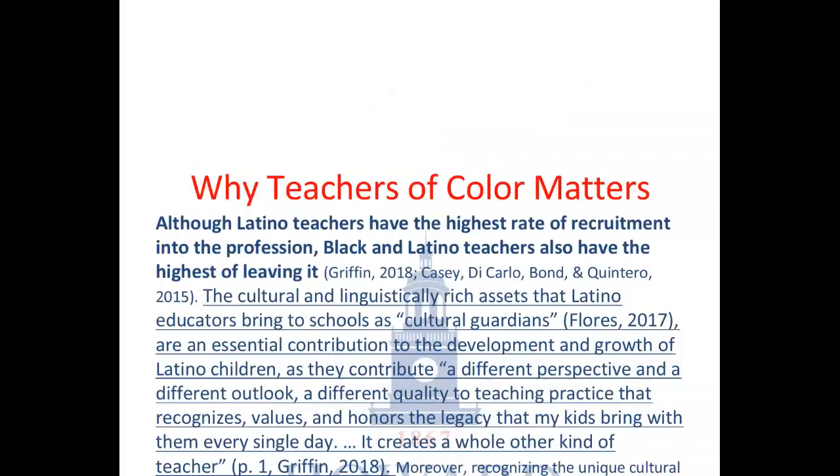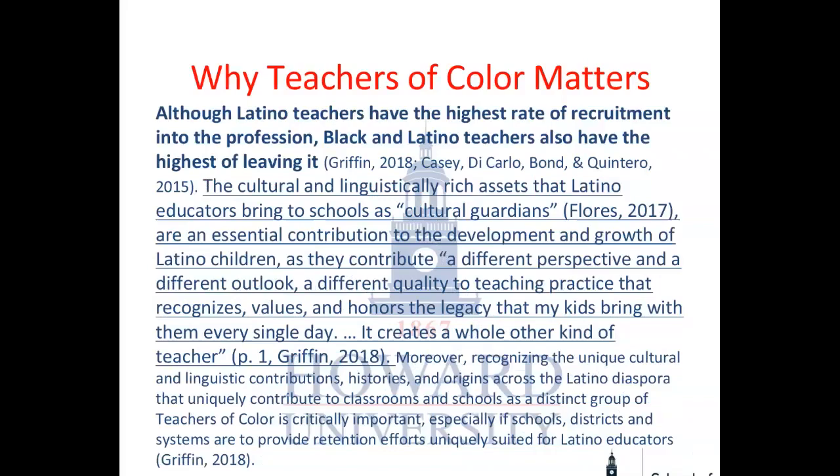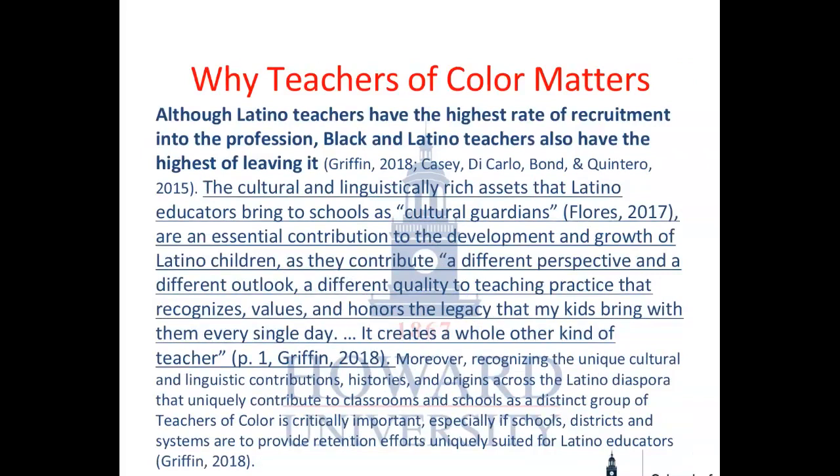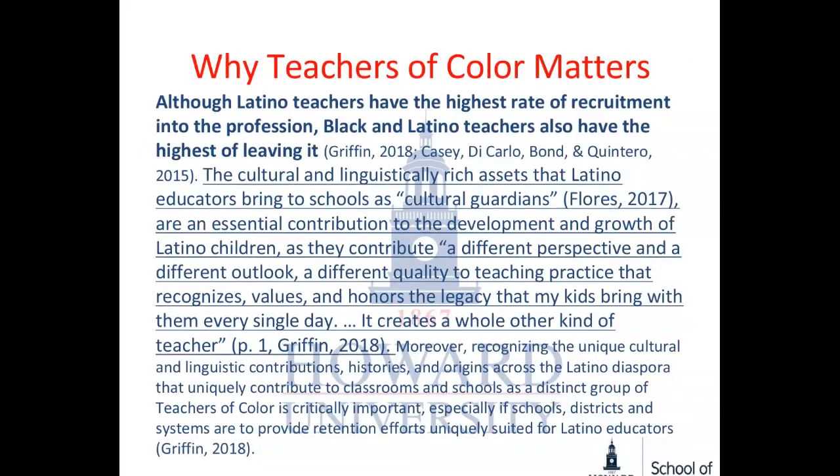Why teachers of color matter? When it comes to this mismatch conversation, I really want to highlight this conversation because I think it's critical for us to think about how we are essentially recruiting and preparing more teachers of color, particularly to serve that over 50% male population of our students, of our K-12 students. But why? Why is that so important?